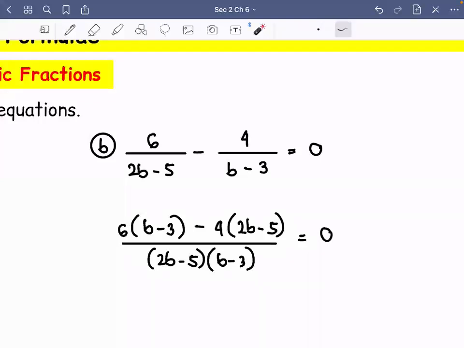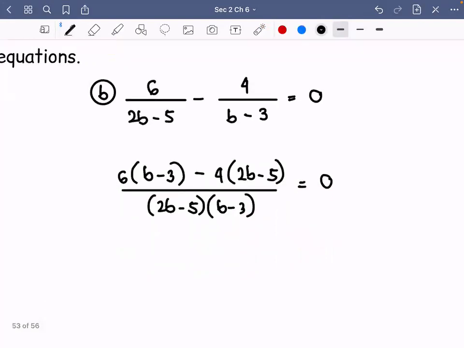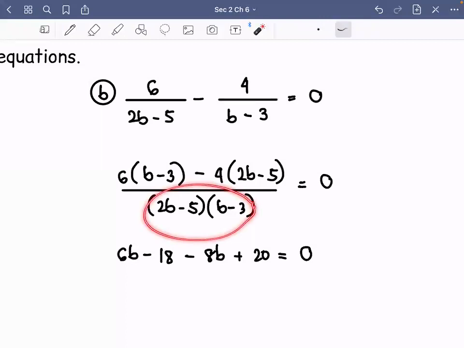Here, I'm going to evaluate this again by expanding. At the same time, I'm going to cross multiply this with 0. Multiplying this by 0 will just give me a 0, right? Because I need to get rid of the denominator. Doing so, I got 6b minus 18 minus 8b, and then plus 20 equals 0. What happened here is I cross multiplied that with 0.